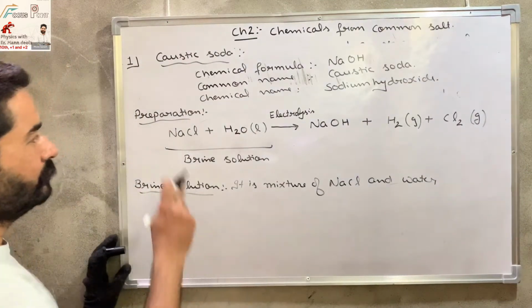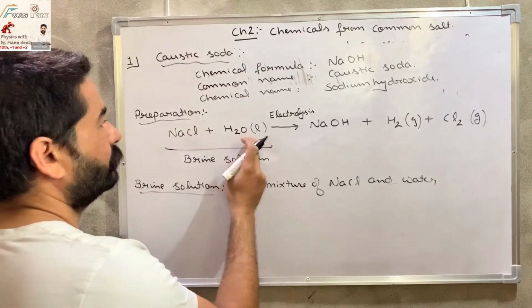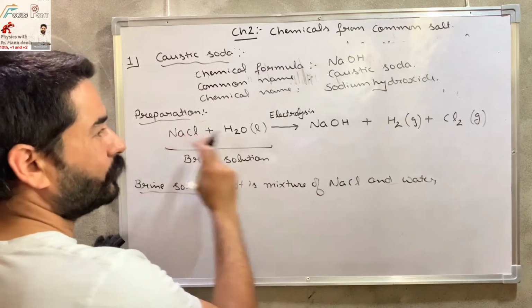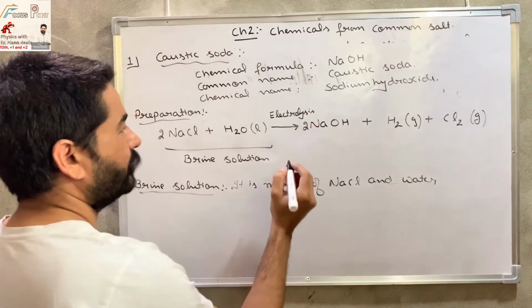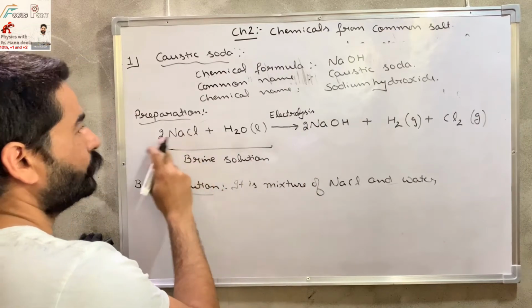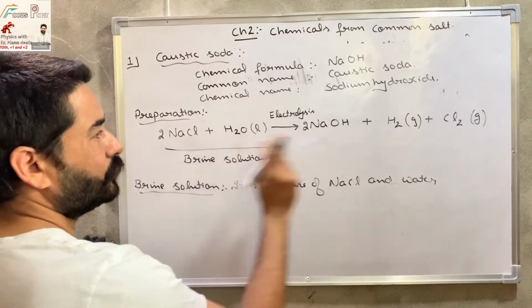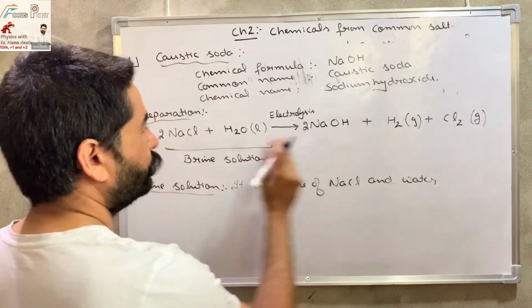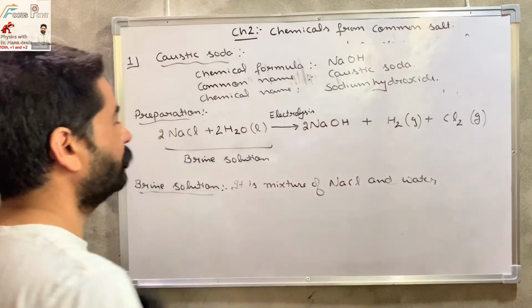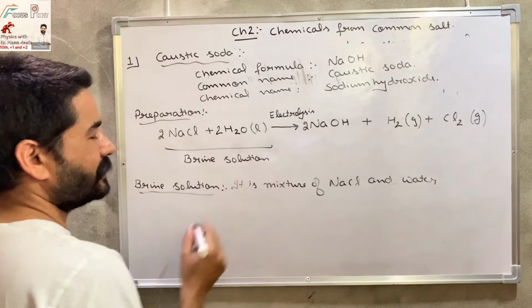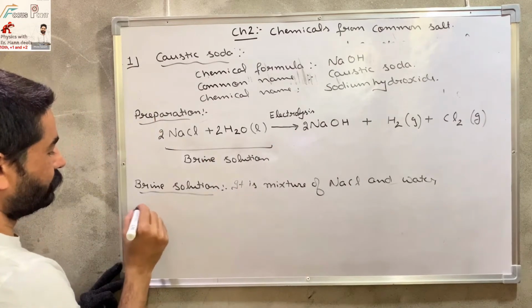Now balancing. Sodium is 1, chlorine is 2, so I'll put 2 over here. Now sodium becomes 2 over here. Now chlorine is 2, sodium is 2. Now hydrogen is 2 over here, 2 plus 2, 4. Oxygen is 2, oxygen is already 2. So this is a balanced chemical equation. Now this process is known as the chloralkali process.